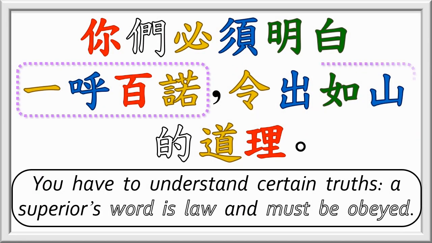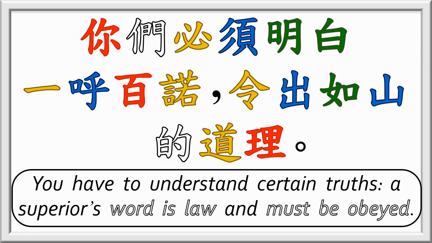你们必须明白一呼百诺，拎出如山的道理。You must understand certain truths. A superior's word is law and must be obeyed. This is obviously a warning directed at new military recruits. Literally, the idiom 一呼百诺 translates as one shouted command. 一呼 draws a yes response, 诺 from hundreds of subordinates, 百. In other words, to have hundreds at one's beck and call.